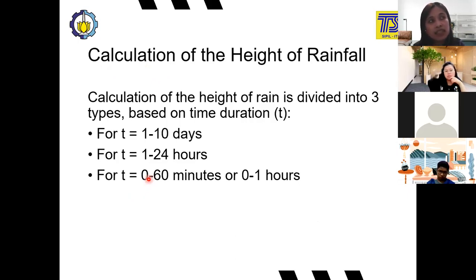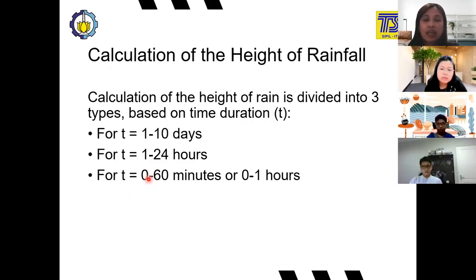Besides the rain intensity calculation, you can also calculate the height of the rainfall. The intensity is the height of the rainfall divided by the time duration of the rain. But the height of the rainfall is simply how big the rain is that happens in that particular time. For the calculation of the height of the rain, yes, we still have time, I guess.